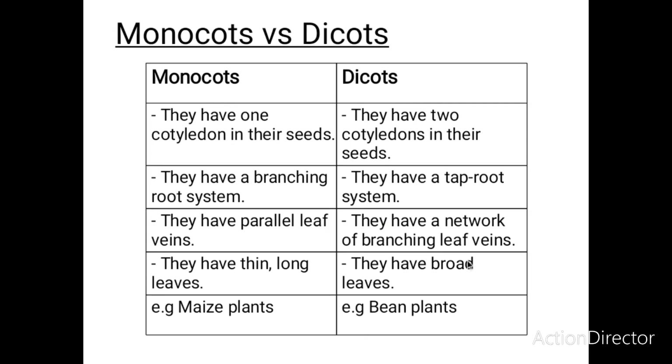Dicots have two cotyledons in their seeds. They have a taproot system, a network of branching leaf veins, and broad leaves. An example of a dicot plant is the bean plant.